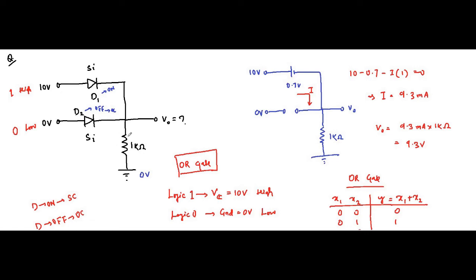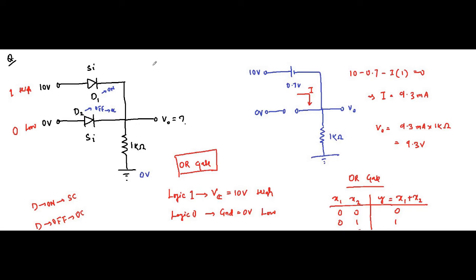So the result should be 1, logic high, which means that the output should be equal to 10 volt, then the discussion will be valid. So in this case here, this diode D1 is forward biased. It means that this will be short circuited.